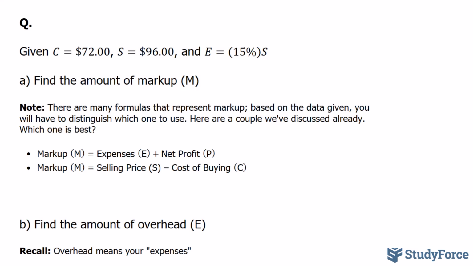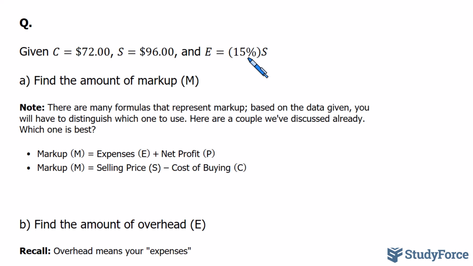This is a multi-step process, and here's the information that's been provided. We're told that the cost is $72, the selling price is $96, and the expense, take a look, is 15% of the selling price. Or in other words, we're taking whatever the selling price is, multiplying it by 15%, and that represents our expense. Question A asks, find the amount of markup M.